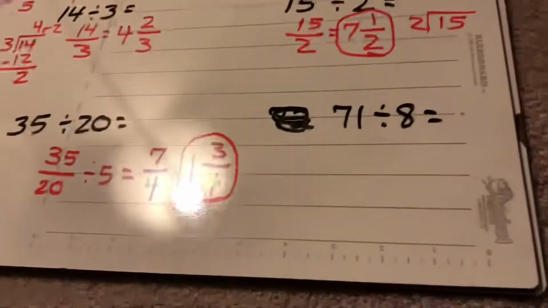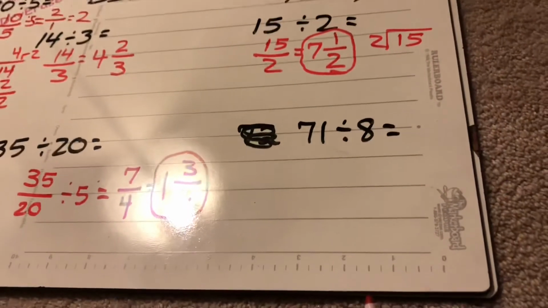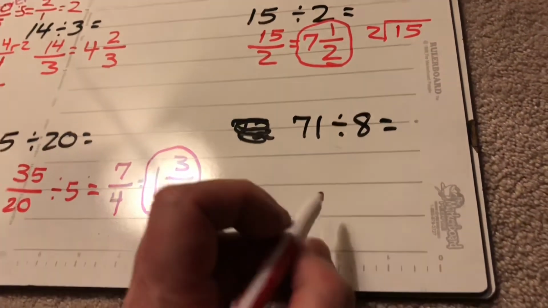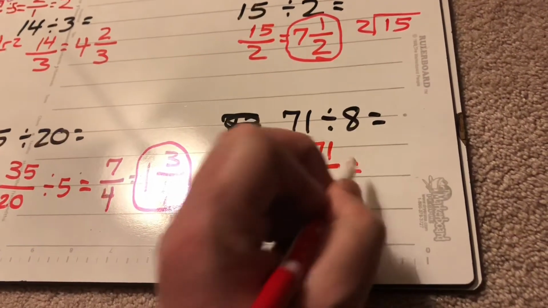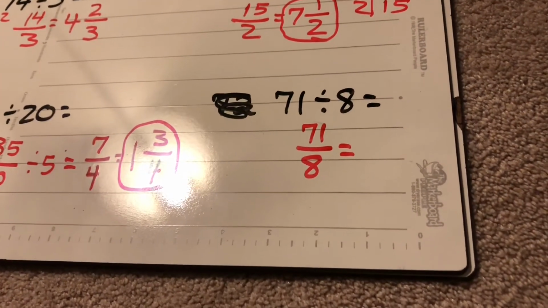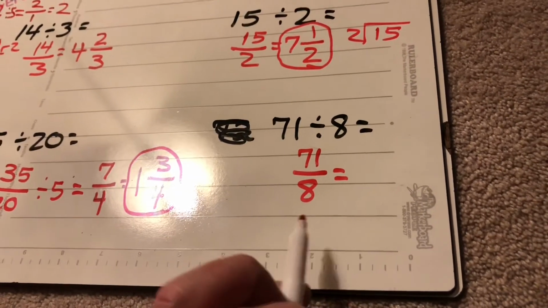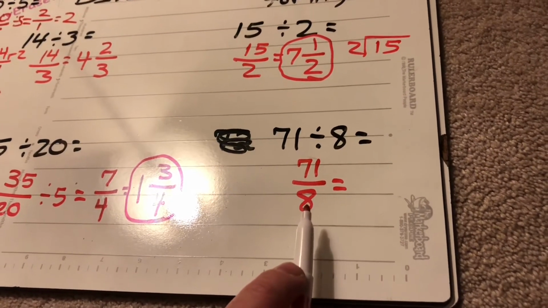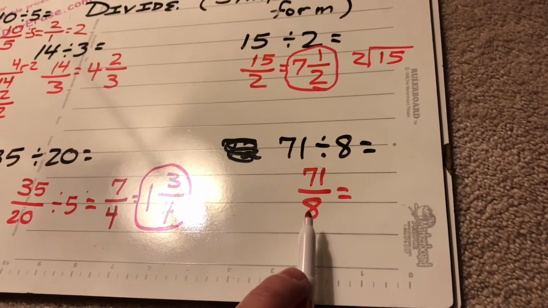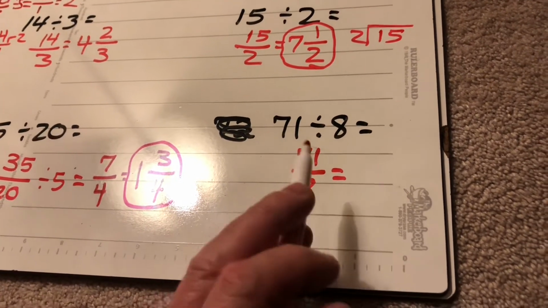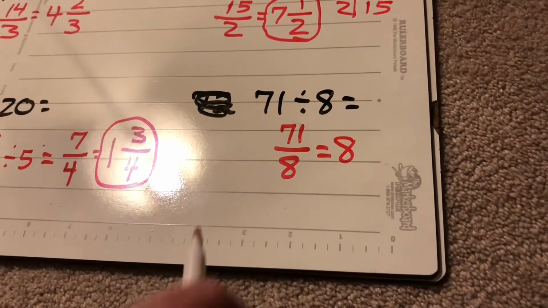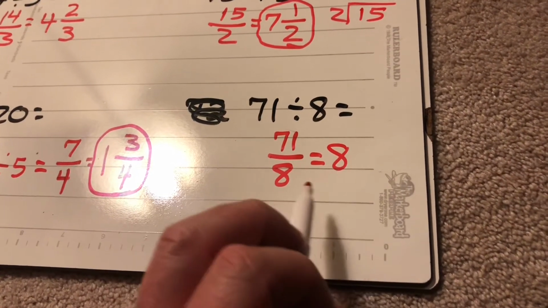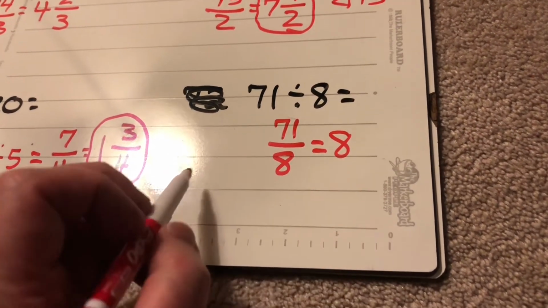Last one we're looking at, 71 divided by 8. Once again, I'm going to think about it as a fraction, 71 over 8. I'm going to think about my 8 times tables, just putting in another plug for knowing your times tables really, really well. 8 can go into 71 8 times. I know that 8 times 8 is 64.